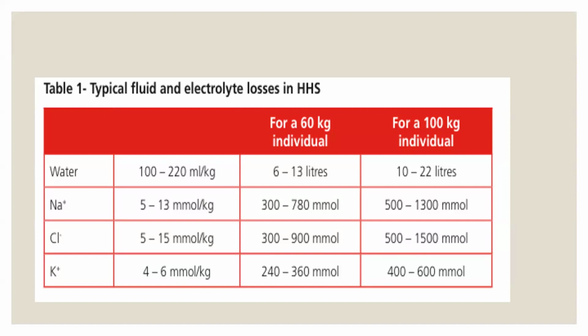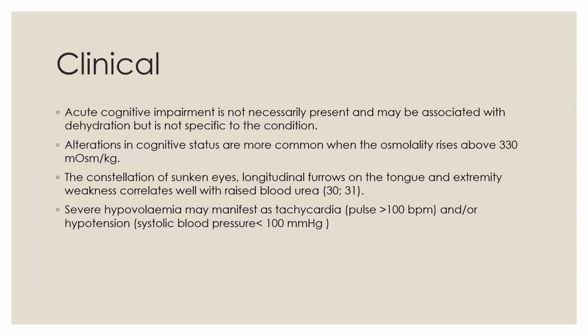Then the sodium loss is around 5 to 13 mmol per kg. In 60 kg, it is 300 to 780 mmol, and for 100 kg, it is 500 to 1300. For chloride, loss is 5 to 15 mmol per kg. For 60 kg, it is 300 to 900, and for 100 kg, it is 500 to 1500. Potassium loss is 4 to 6 mmol per kg. For 60 kg, it is 240 to 360, and for 100 kg, it is 400 to 600 mmol.